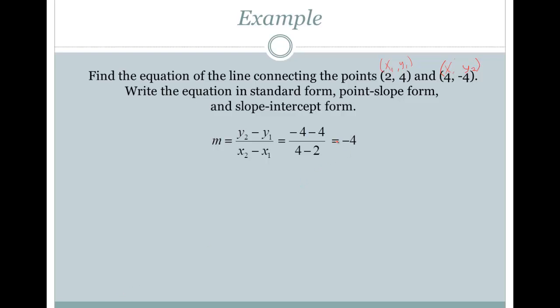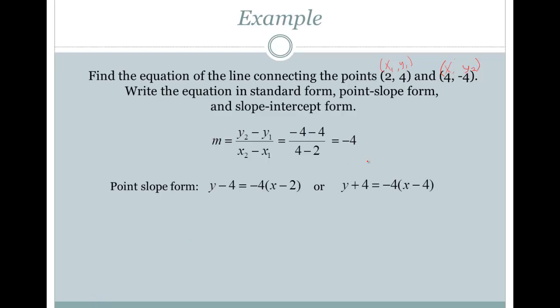So now I already know my slope and I know a point, and so the easiest equation to go right to is my point-slope form. And I can pick either point. I can pick this point right here, or I can pick the other one.